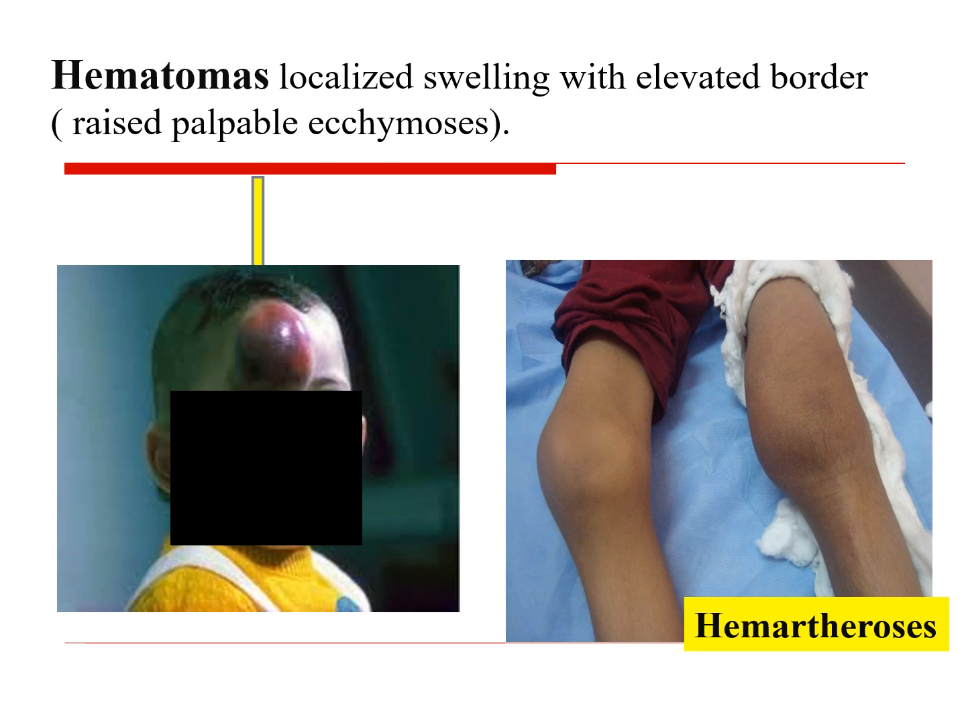Hematoma is a localized swelling with elevated border, raised palpable ecchymosis. Hemarthrosis is bleeding in the joint, and this type of bleeding is deep tissue bleeding.